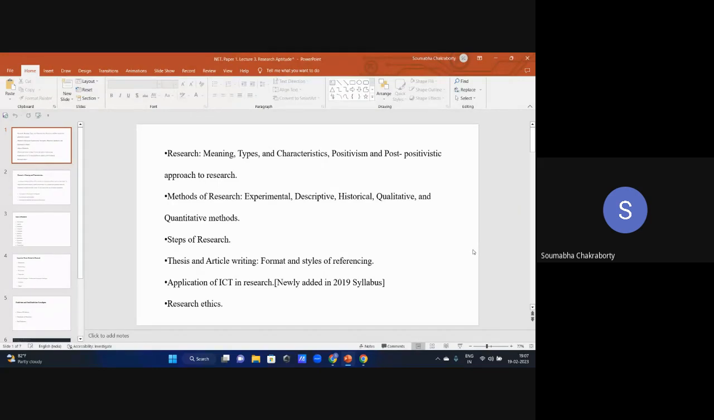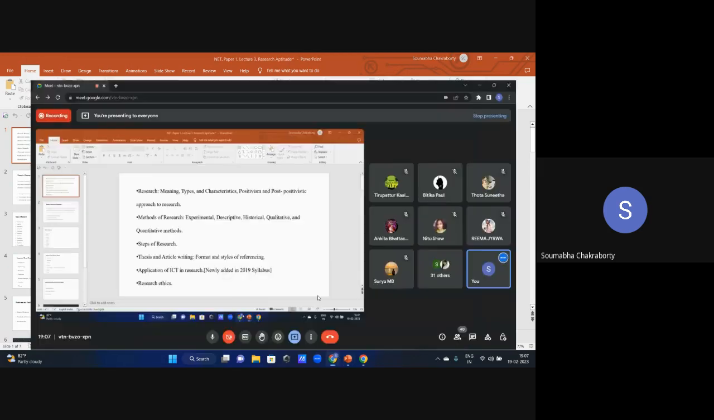So as I was saying, methods of research like experimental, descriptive, historical, qualitative, quantitative, and many more. Then we have to discuss the several steps of research, then the formats and styles of referencing regarding thesis and article writing, and application of information and communication technology in research. This was added newly in the 2019 syllabus. And finally, research ethics.